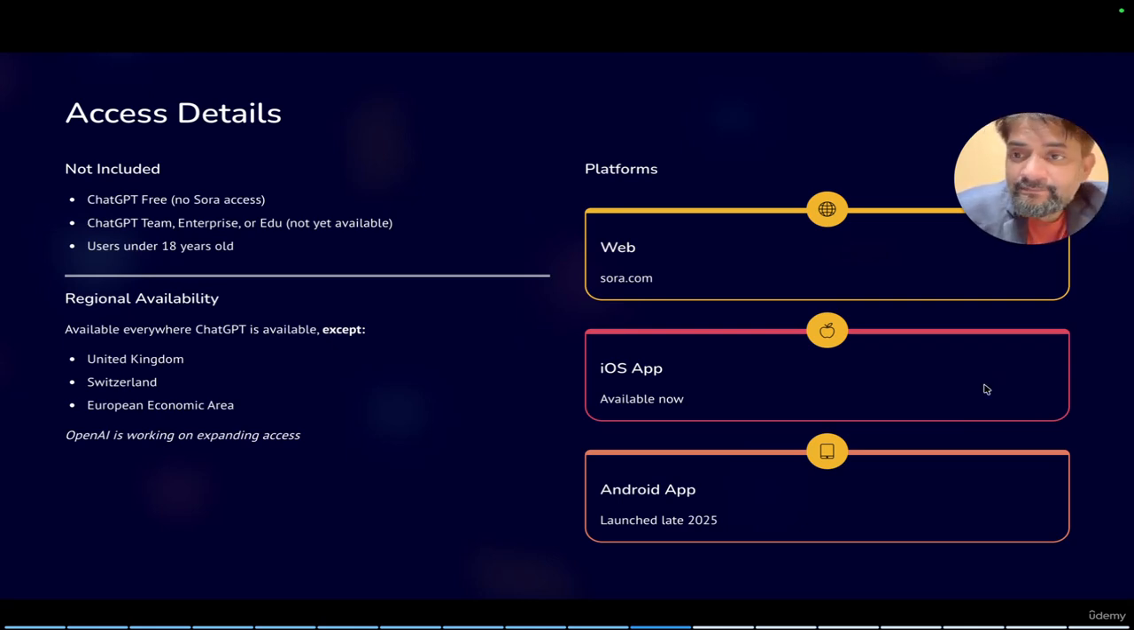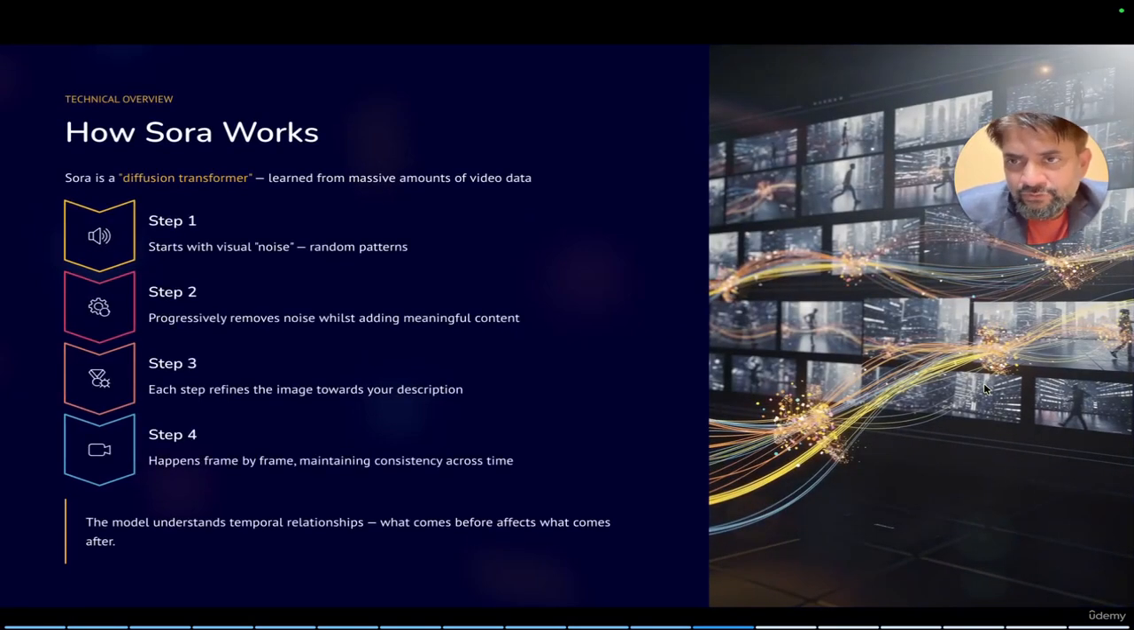Now, let us talk about how Sora works. You don't need to understand the technical details, but here is a simplified explanation. Sora is what is called a diffusion transformer. It learned from massive amounts of video data how objects persist and how motion works. Now, when you provide a prompt, Sora starts with visual noise, random patterns. It progressively removes noise while adding meaningful content.